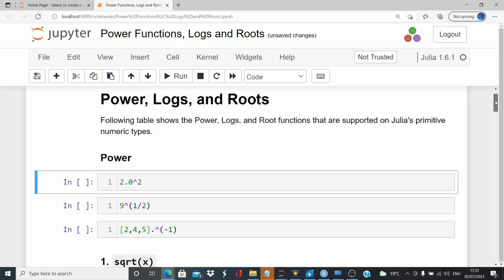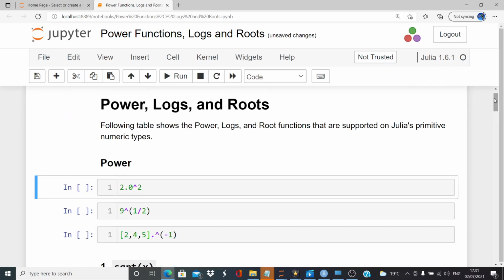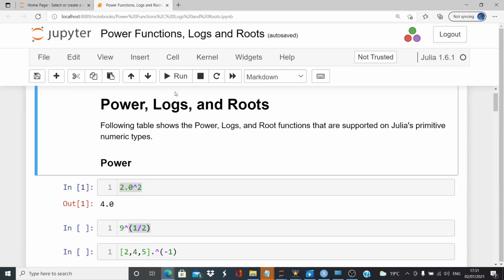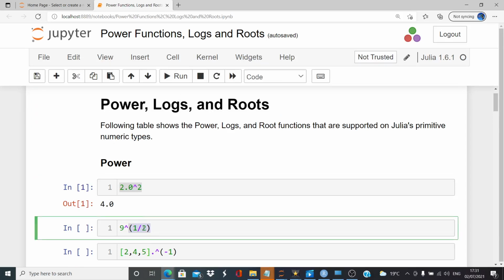Okay, so just before we get into some functions, let's just see how we would calculate the power of a number. So we have 2.0 to the power of 2, and it should come out as 4.0. If we want the square root of 9, or we want to express a number that is a root, I think a handy way of doing it is to use the chevron operator, which is to the power of, and then just specify the power in brackets. Okay, so that's the square root there. Let's have a look at that.